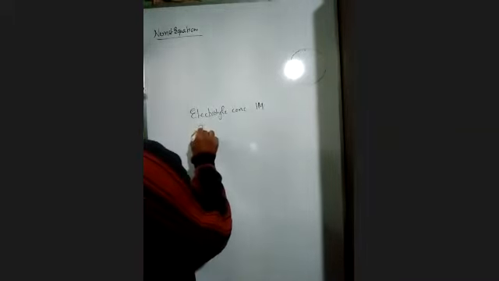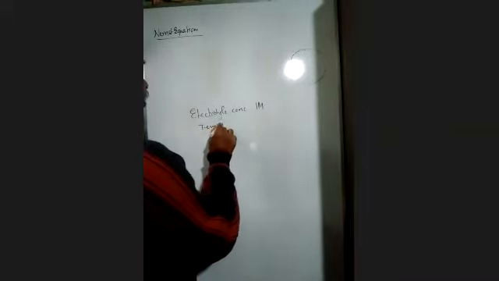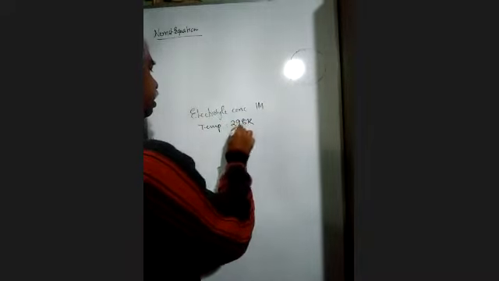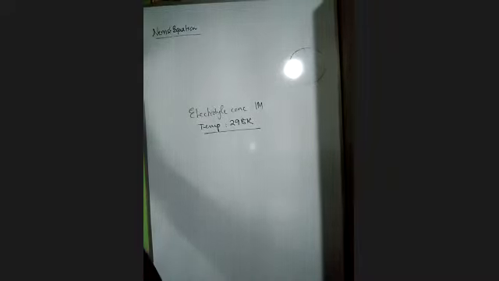And temperature was 298 Kelvin. See, whenever you are carrying out this experiment, every time the concentration of electrolyte may not be 1 molar. It may be less or it may be more. Moreover, the temperature also may not be 298 Kelvin. So in that case, we have deviated from our ideal condition.